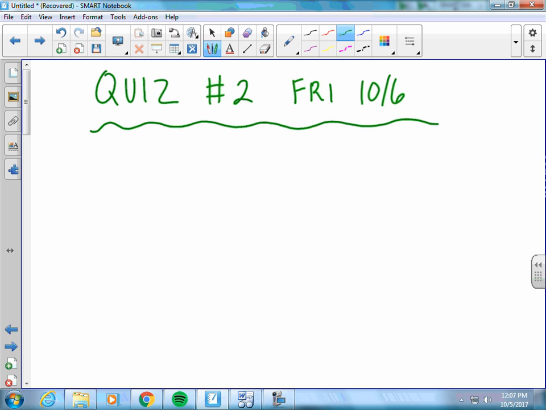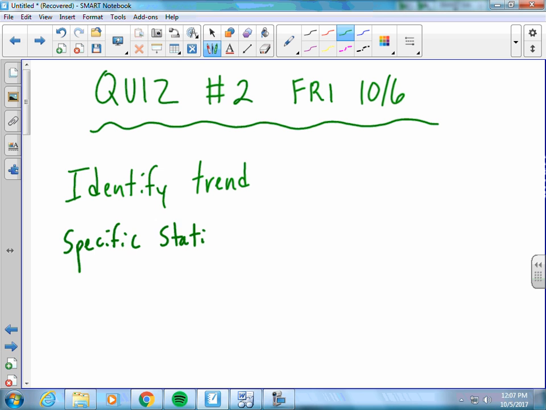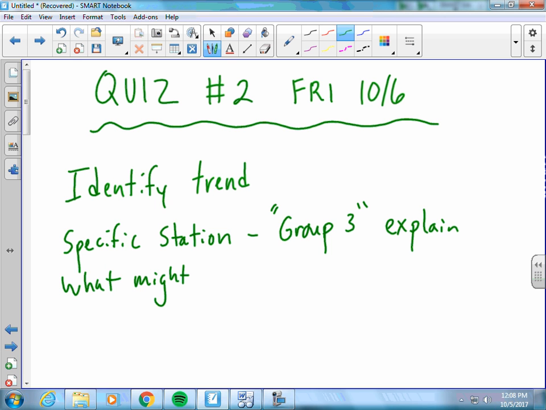All right, but one thing we're going to have to do, first of all, is be able to identify trends. So if we see a set of class data, we can identify the trend. You're going to have to talk about the results. So maybe I give you a specific station, and maybe an individual, like a certain group, like group 3 got some number. That's just an example. And explain what might have happened. Like what might have gone wrong? What might they have done wrong?